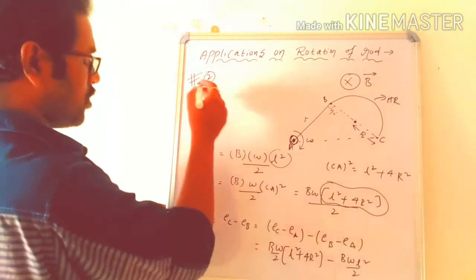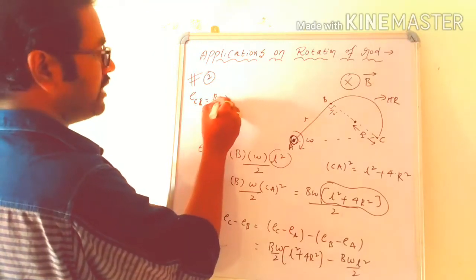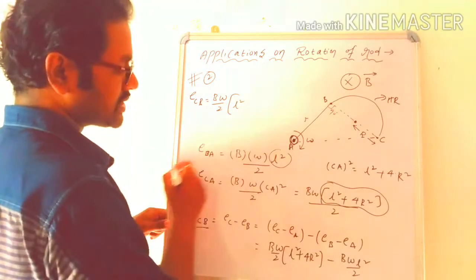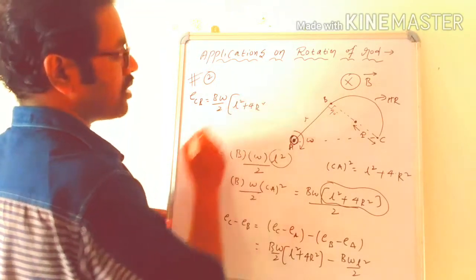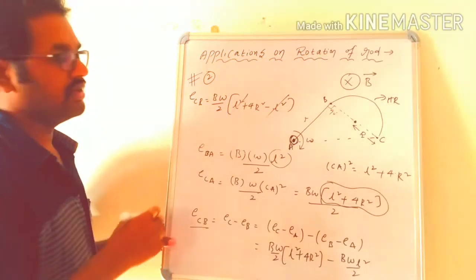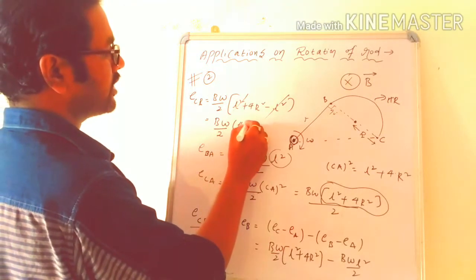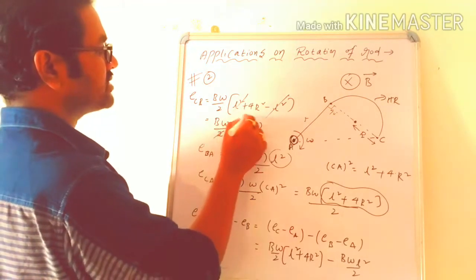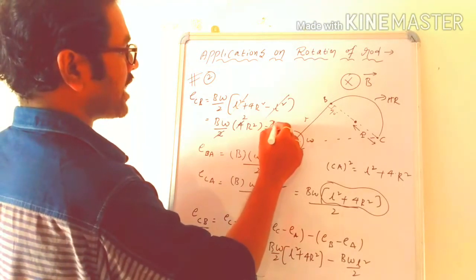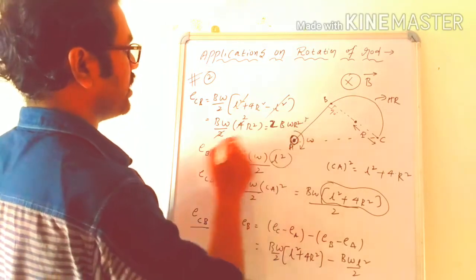B omega by 2 is common. So EMF across CB is equal to B omega by 2 taken common. The first term left is L square plus 4 into R square. In the second term, L square. L square gets cancelled, which is equal to B omega by 2 into 4 into R square. Here 2 will get cancelled 2 times. And finally I got the result, 2 times B omega into R square.